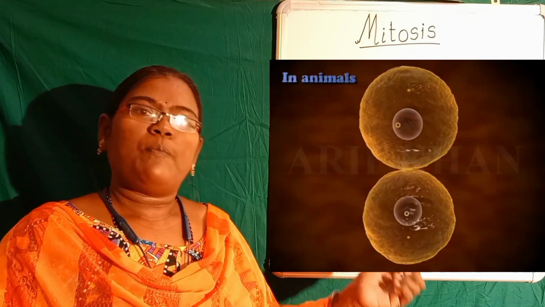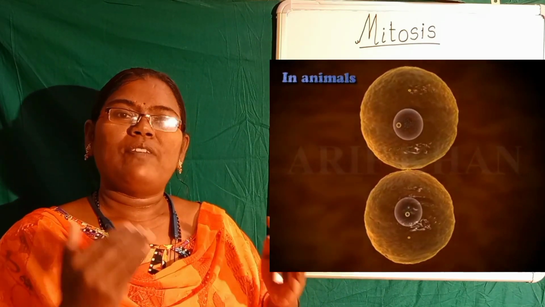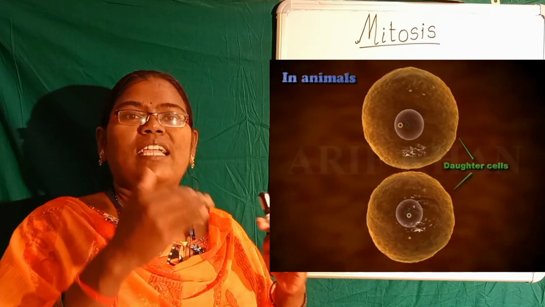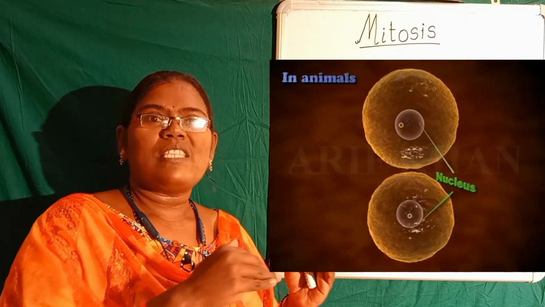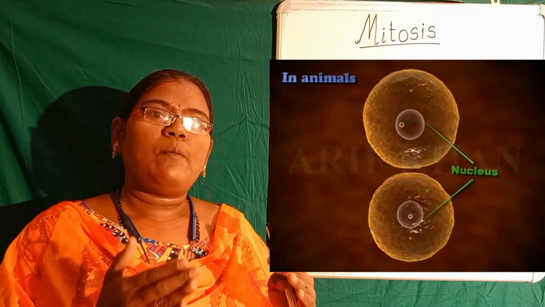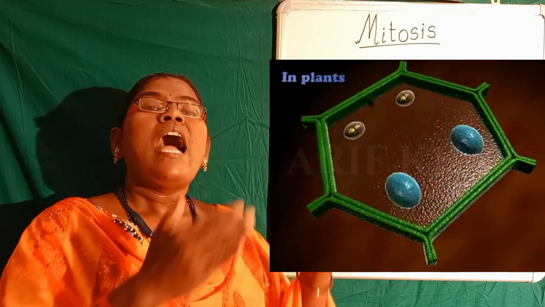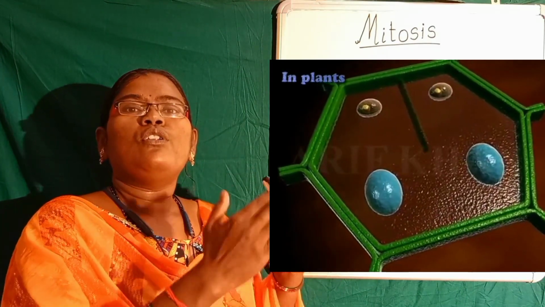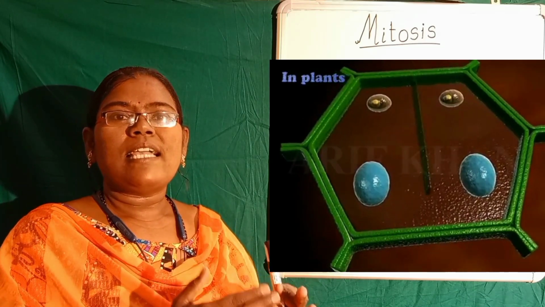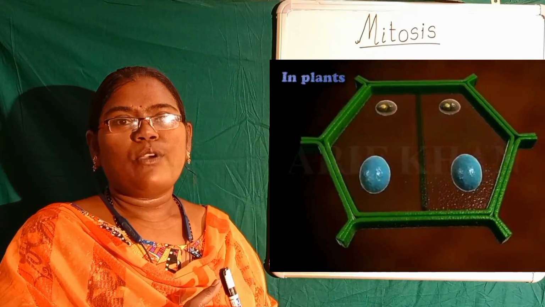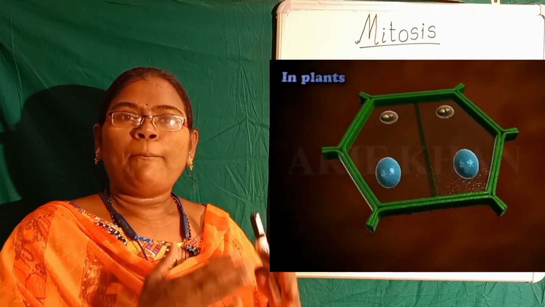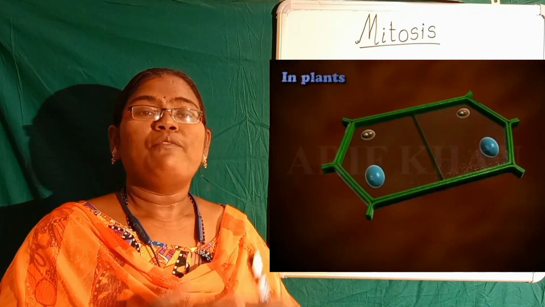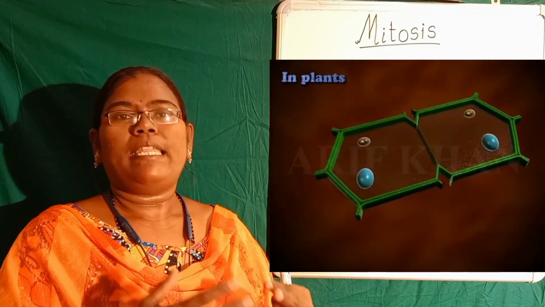In the case of plant cells, there is a separate process. We all know that the Golgi complex forms the cell plate. This cell plate forms in the middle and divides the plant cell into two new daughter cells. Like this, the mitosis process is completed. After mitosis, two daughter cells are formed which are identical to the parent cell.